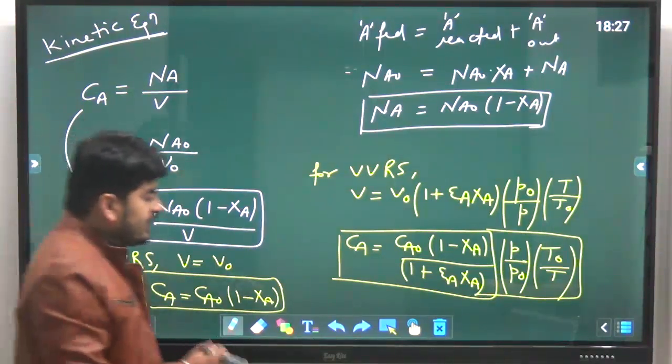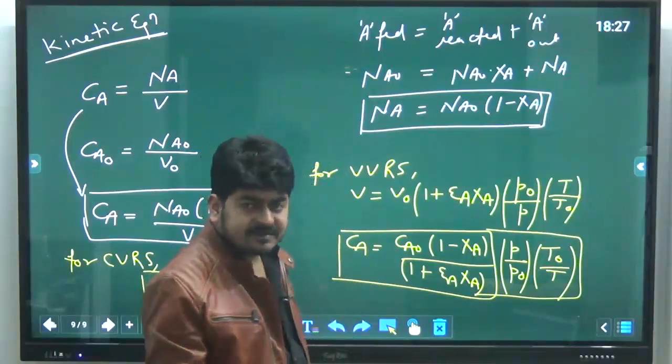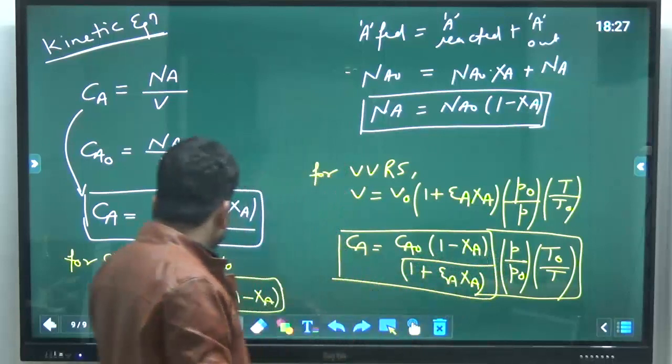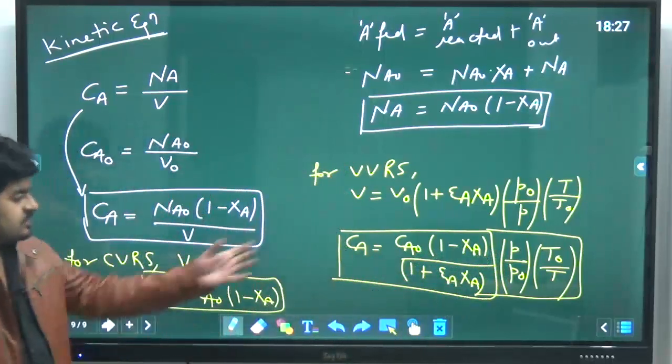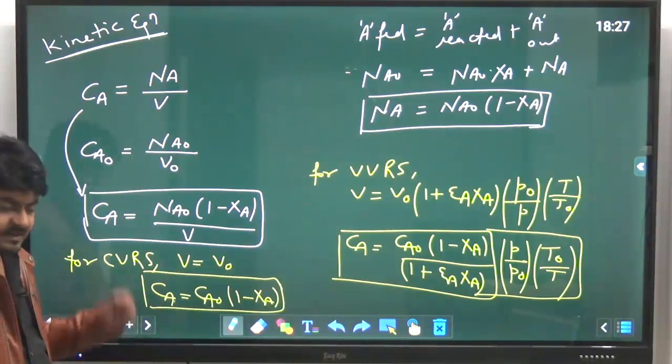Here, for a constant volume reaction system, we know that epsilon A will be 0. So this will become Ca equal to Ca naught times 1 minus Xa, the same as this at constant temperature and pressure. So this is the general expression, and this is specifically only for CVRS.